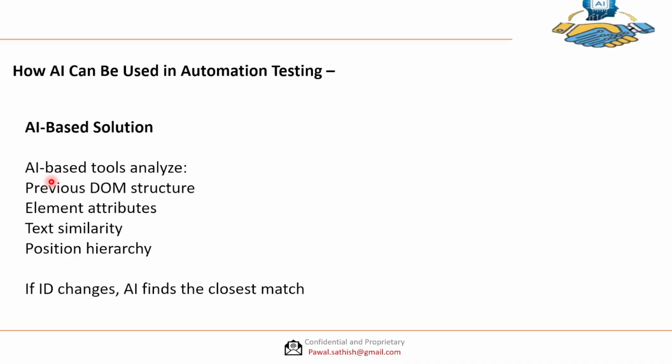Here we'll understand the previous DOM structure and text similarity. AI will identify elements, attributes, position, and hierarchy. Then if the ID got changed, what will AI do? AI finds the closest match.